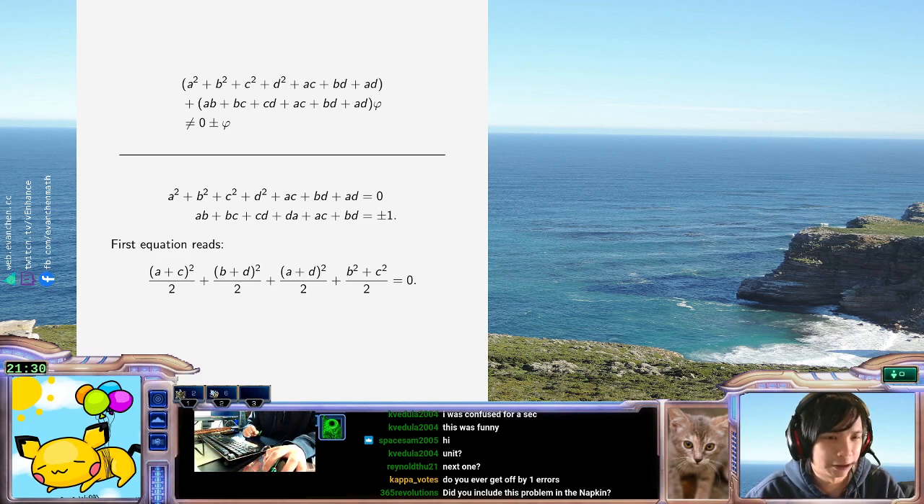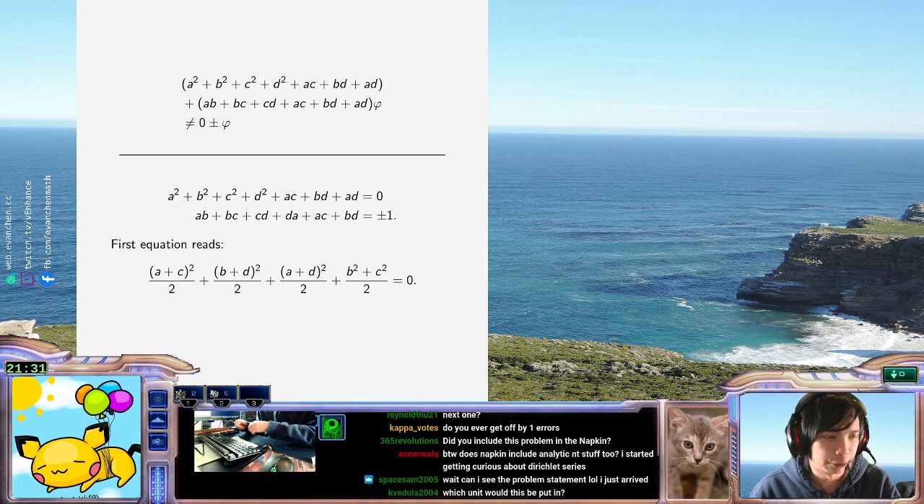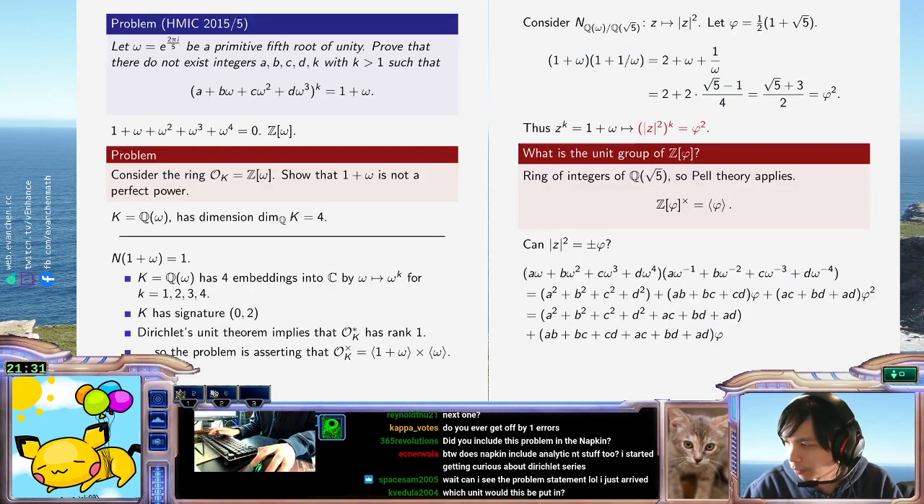Did you include this problem in the Napkin? No. Although I probably will now. In general, I only solve problems on stream that I haven't seen before because the point of this stream is I want to show people what my thought process is when I go through problems that I haven't seen before. Can you see the problem statement? Yeah, you want to show that 1 plus omega is not a perfect power in Z adjoin omega. This is definitely an integer polynomials problem as far as where I'm putting this for my students.